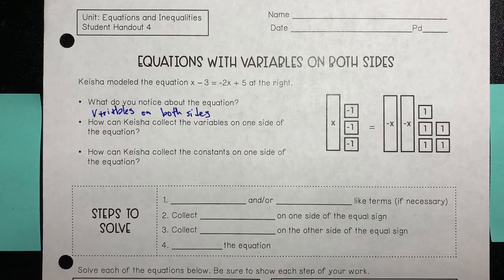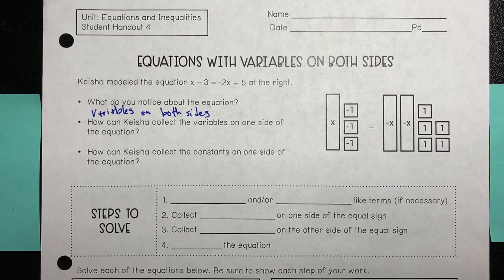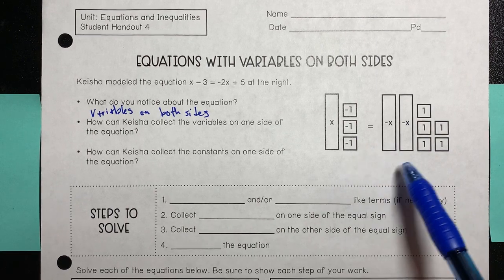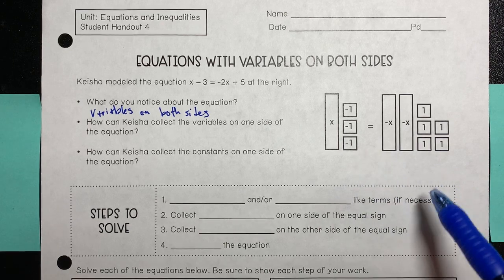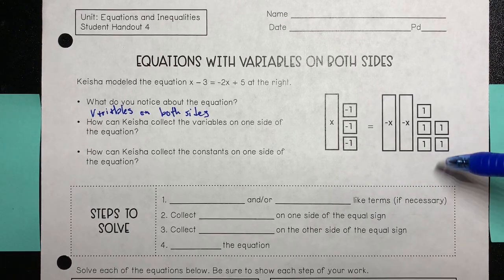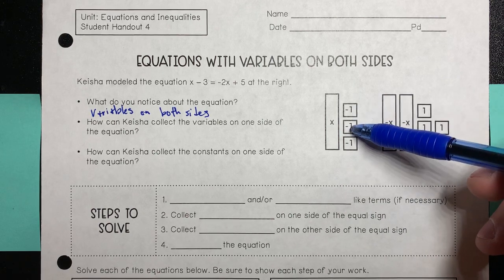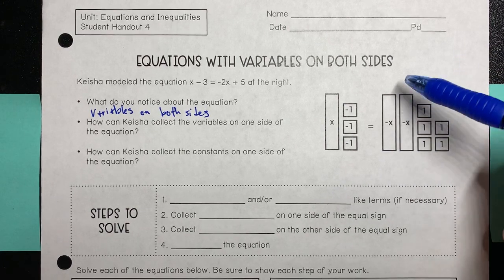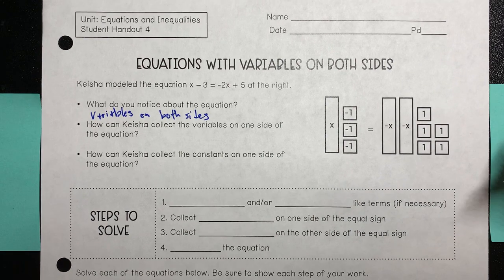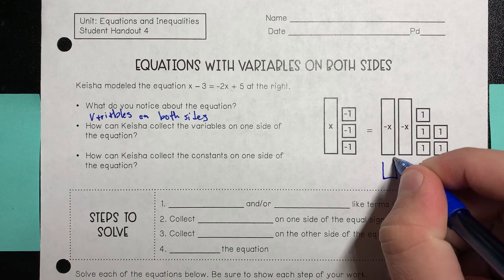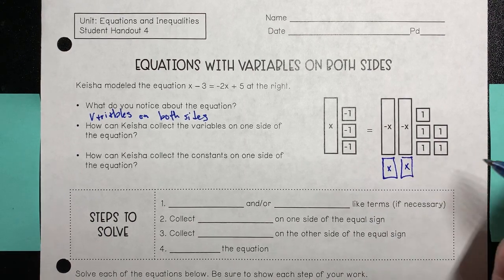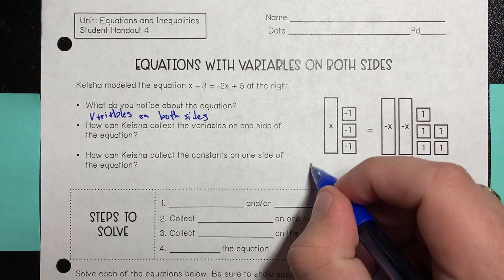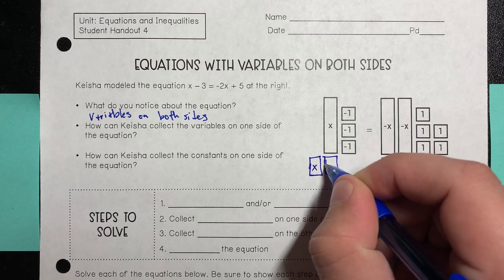Now it asks, how can Keisha collect the variables on one side of the equation? Well, whenever we collect like terms and move our constants over, we can subtract or add to get them to the other side, right? So if I were to move the constants over to one side, I would just add 1, 2, 3 to this side to get it over here to the left. Well, we can do the exact same thing with our variables. So what we can do here is add two x variables right here. And whenever we add to one side, we always have to add to the other. So we can add two x variables as well.